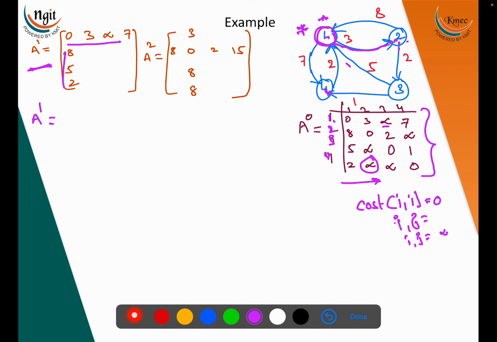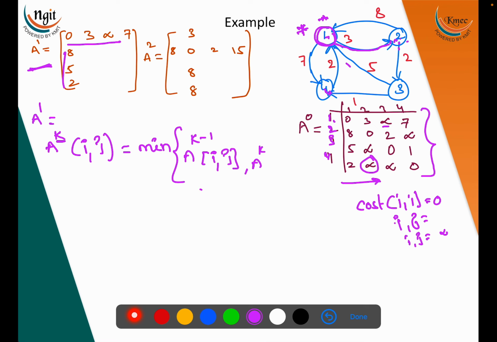Now we'll see that formula, how to calculate the cost of the matrix. For getting the value of any intermediary vertex, the formula is A of k, i comma j, where k is the intermediary vertex number. It is the minimum of A of k minus 1 of i comma j, and A of k minus 1 of i comma k plus A of k minus 1 of k comma j.